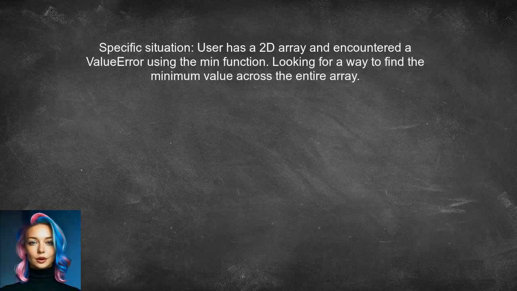Here's the specific situation we're addressing. One user shared a two-dimensional array and mentioned that using the built-in min function resulted in a value error. They were looking for a way to find the minimum value across the entire array, not just along a single axis. Sound familiar? Let's dive into this.